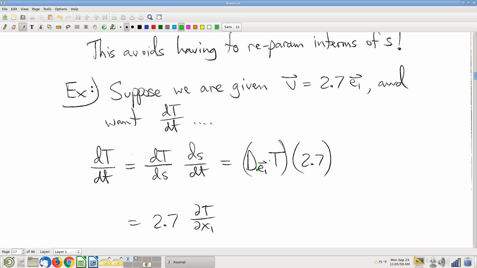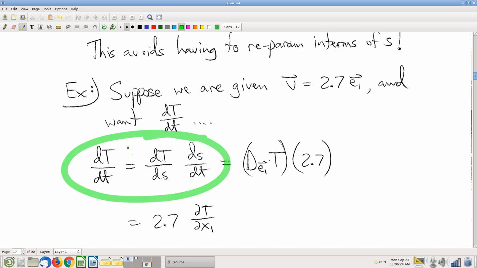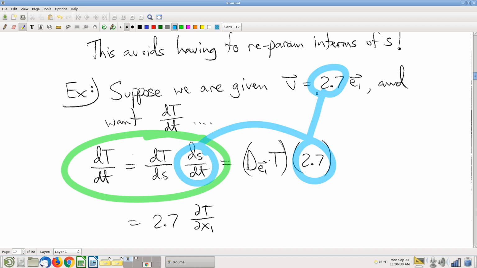Suppose, same function, temperature as a function of position. Suppose that I'm just given explicitly a velocity, and I want to know dT/dt. This is just an observation, and how useful this is is for your consideration. But it remains that I could answer this question, dT/dt, by writing this down and observing that now I know my speed. I mean, my speed is, well, you can see it right there. It's the magnitude of your velocity vector.